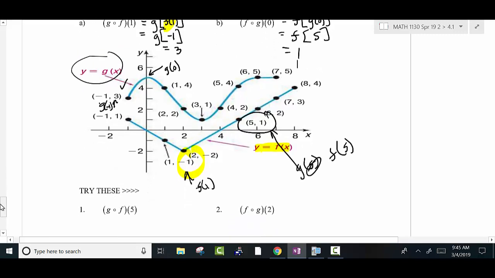Go ahead and try the next two, and then we'll just stop here since we only have a few minutes left. And just see if you can run through the thought process.